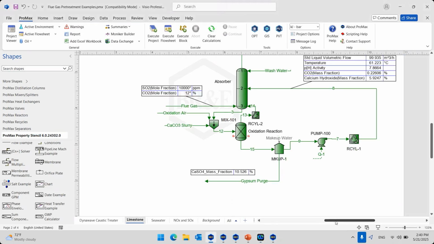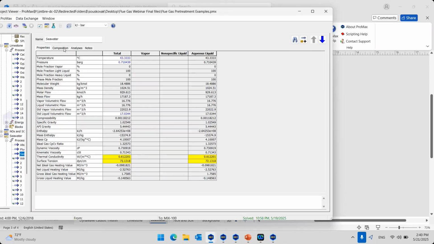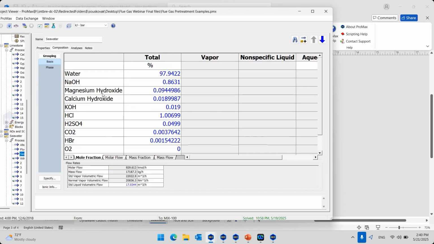Okay, so that's our limestone process. Now the third example I wanted to show you is a seawater example. So in this case, we are just circulating seawater, and the seawater, if I open the stream, is again being defined as a combination of acids like HCl and base like NaOH, where these two form the salt NaCl, and they are being defined here.